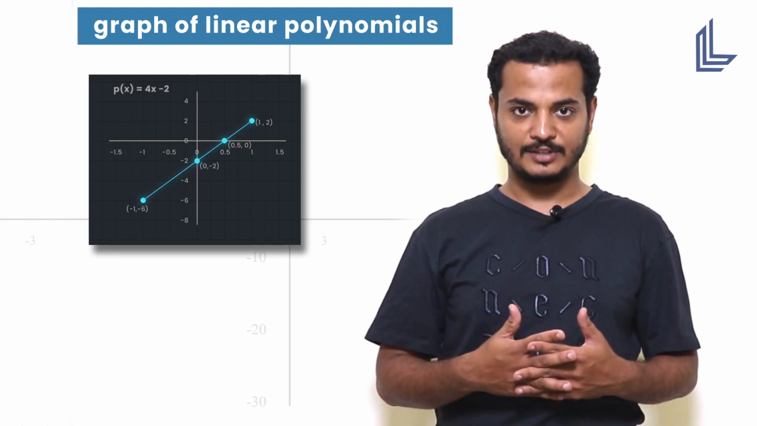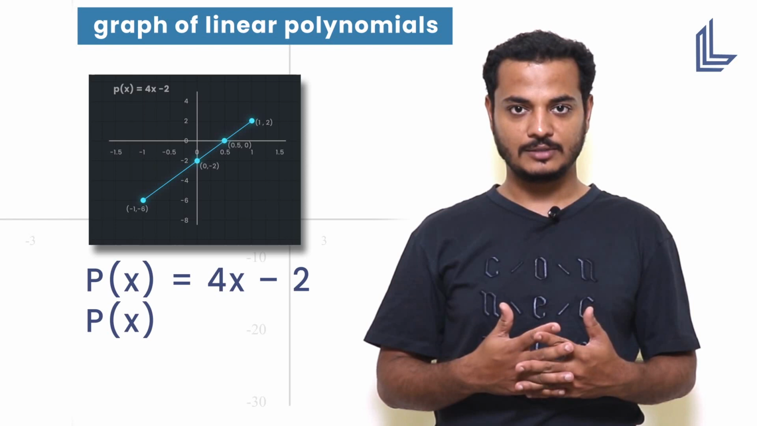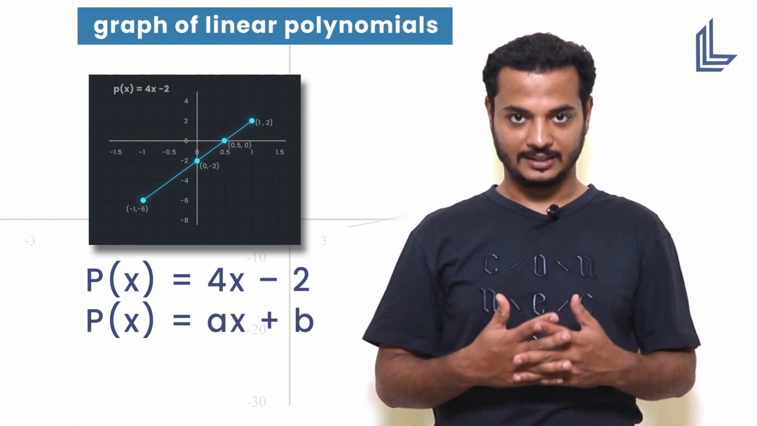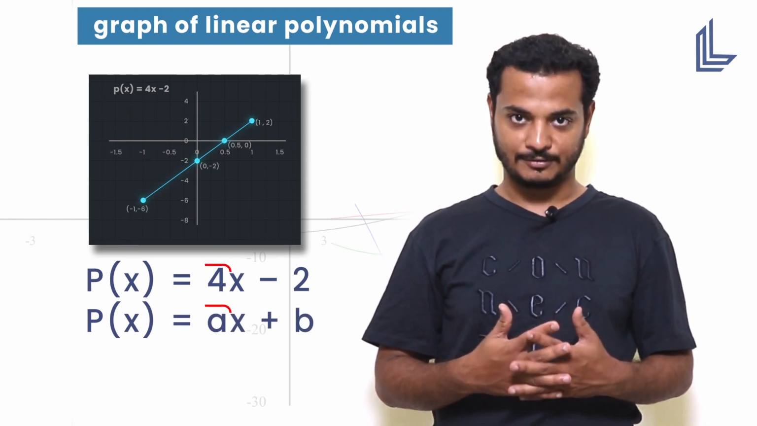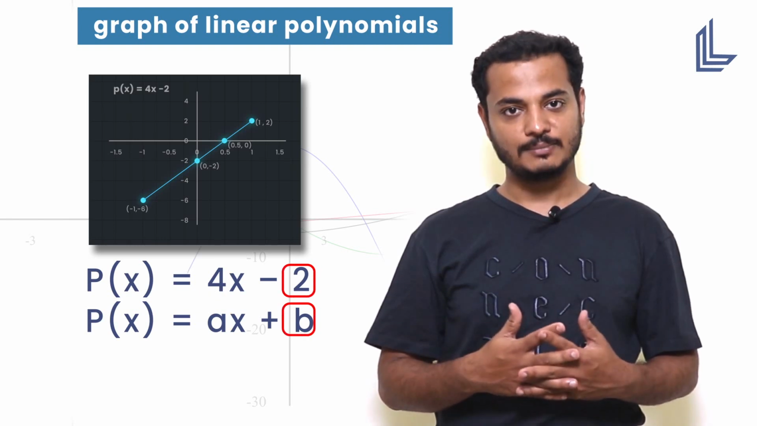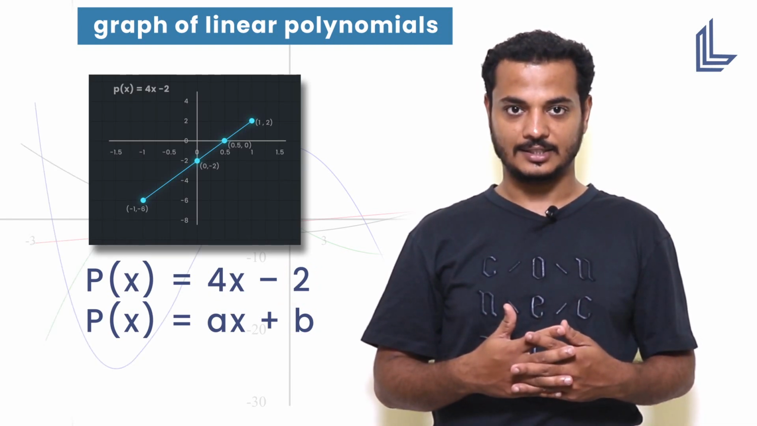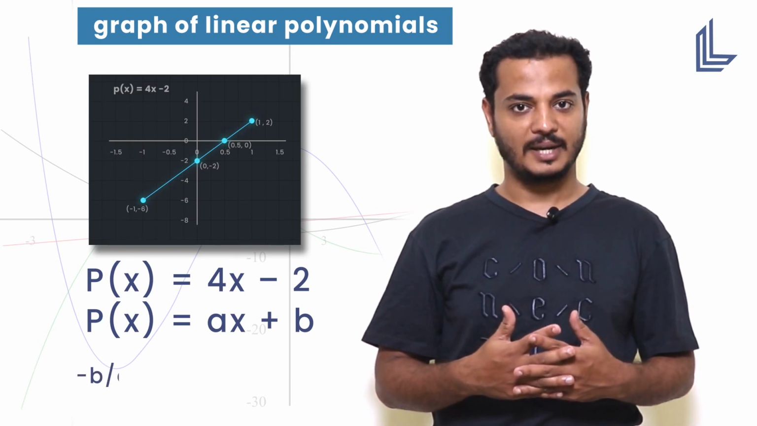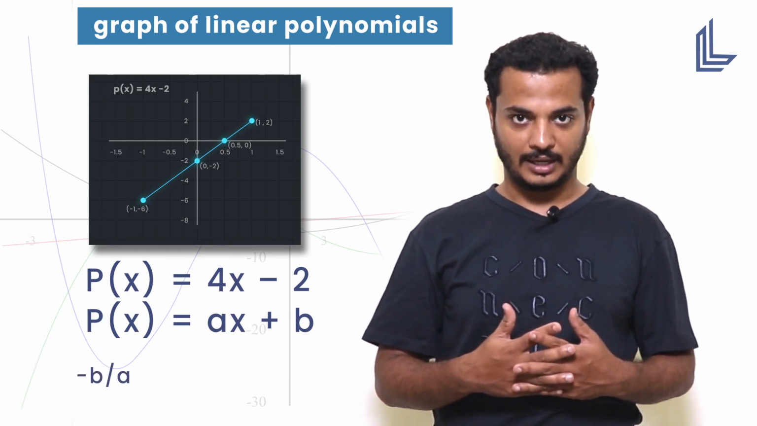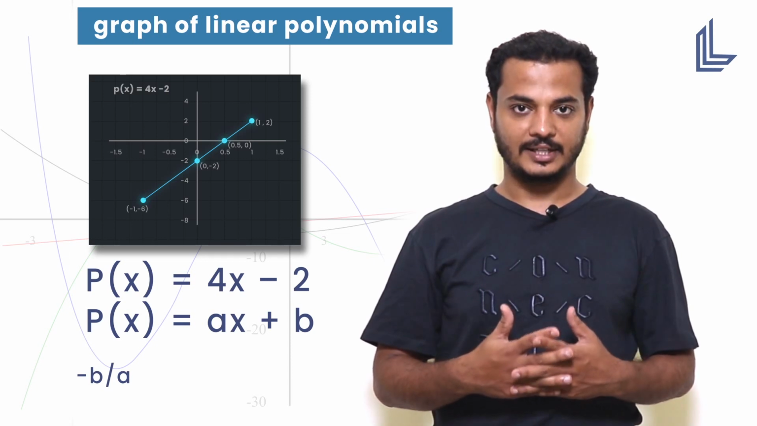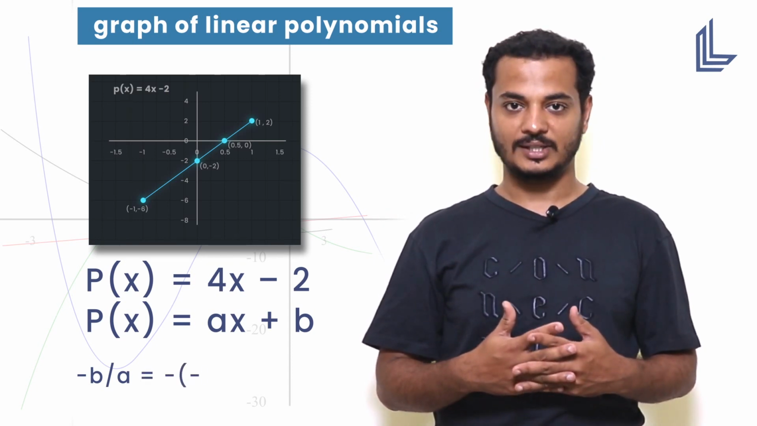Consider the example that we just discussed. p of x equals 4x minus 2. In this polynomial, the value of a is 4 and the value of b is minus 2. And just now we discussed that the zero of the polynomial is given as minus b by a. Now when we apply that here, we get the result as x equals half.